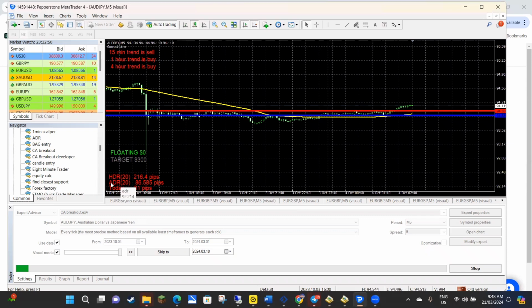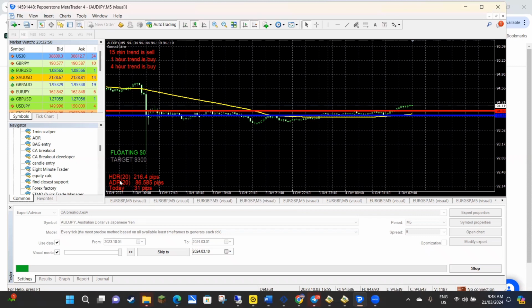Down here, we've just got the average daily range calculation based off 20 days is 86 pips. It's also showing you the highest daily range in the last 20 days. So you can see that the average daily range is 86, but one day it did go all the way up to 216. So significantly larger than the average. And then we've just got how far the market's moved so far today.